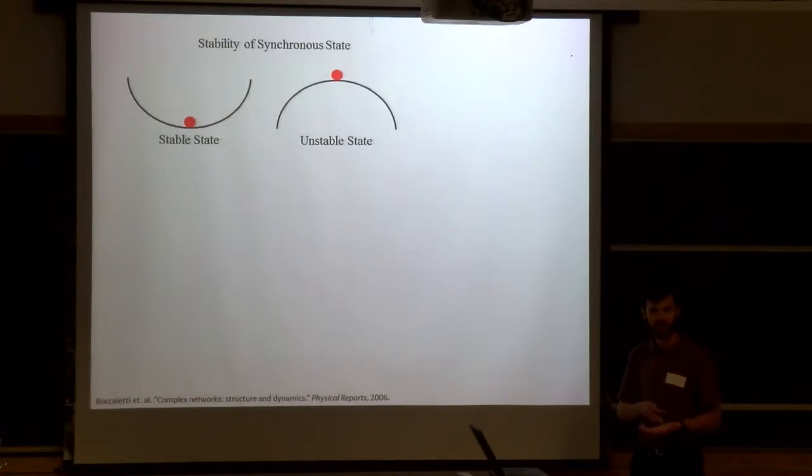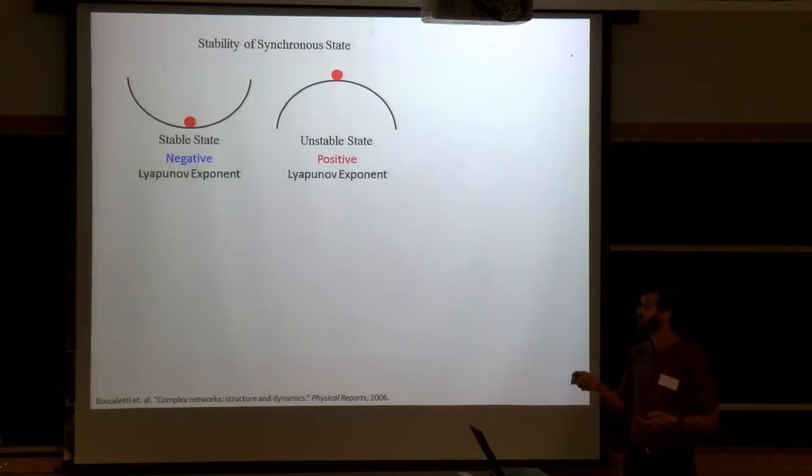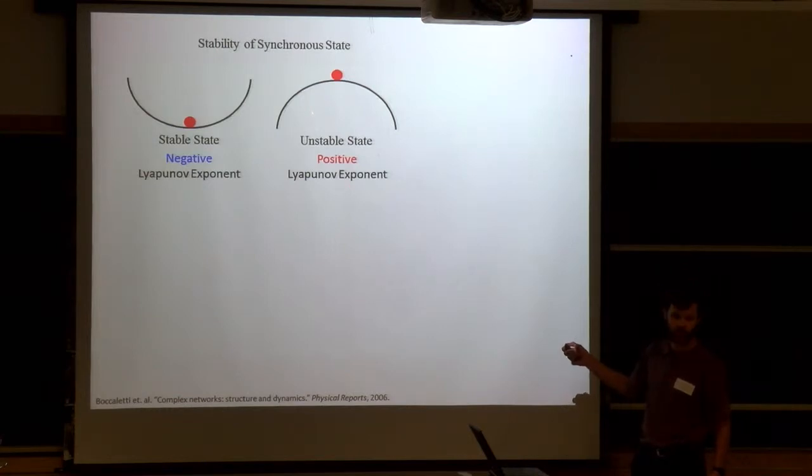So what do I mean by stability? Well, consider a marble in the bottom of a bowl. If displaced from equilibrium, it's just going to roll right back because that's a stable state. But a marble on top of a bowl, if displaced, is going to roll away and not come back because that's an unstable state. The master stability function characterizes this stability by what are called Lyapunov exponents, where a negative exponent corresponds to a stable state and a positive exponent to an unstable one.